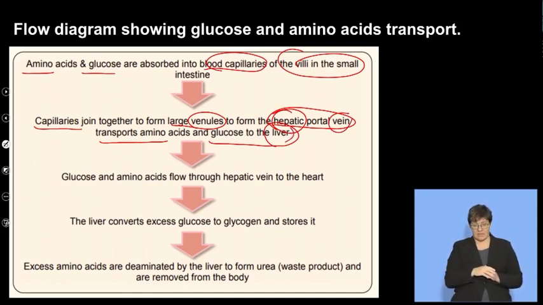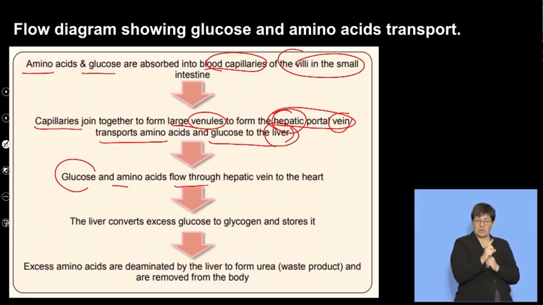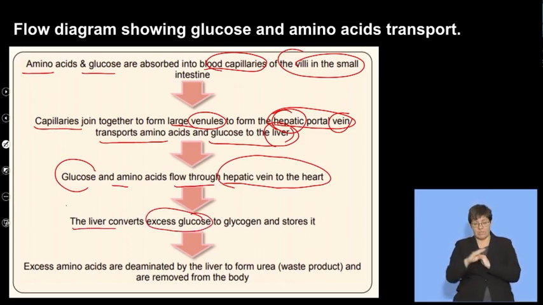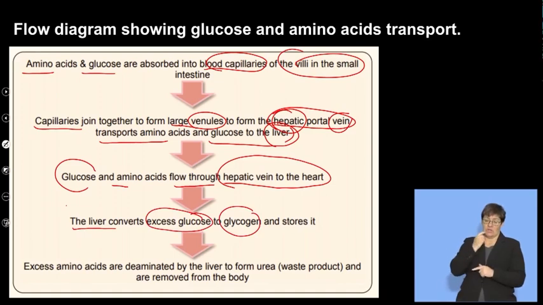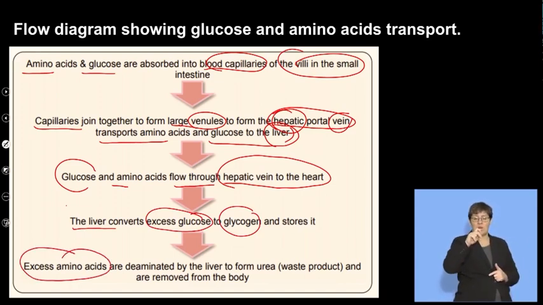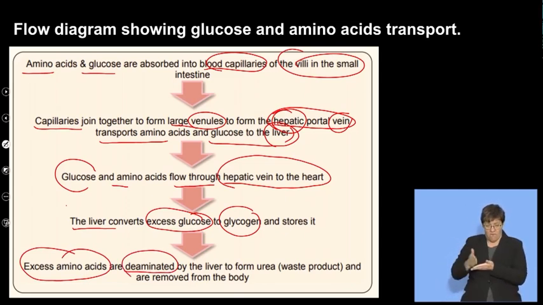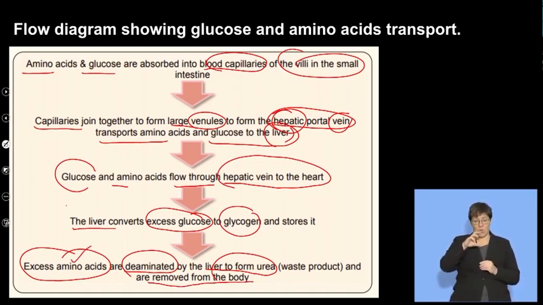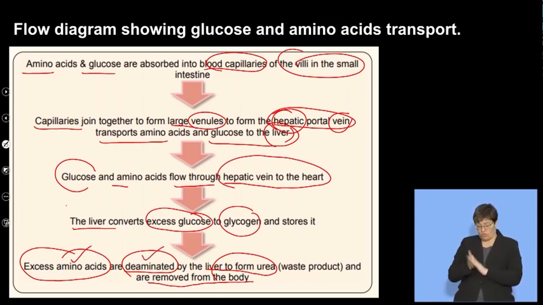What happens in the liver now? So the glucose and the amino acids flow through the hepatic vein to the heart. The liver converts the excess glucose and stores it as glycogen. When needed, the liver will then release that as glucose. The excess amino acids, guys, are then deaminated. So the toxic amino groups are removed, and that forms urea, which is a waste product that is then removed from the body as we urinate. So excess amino acids are deaminated and then released as urea in urine.